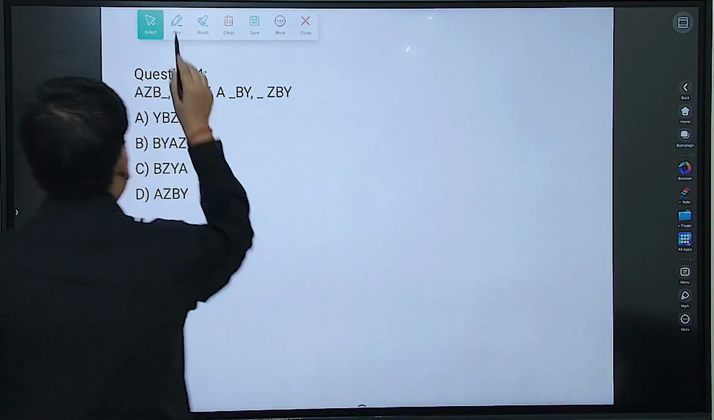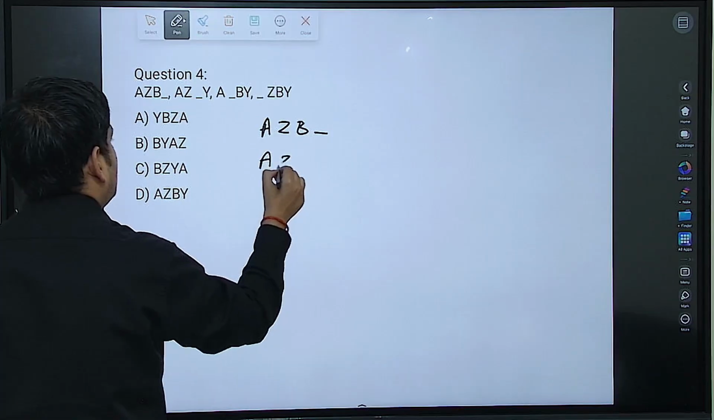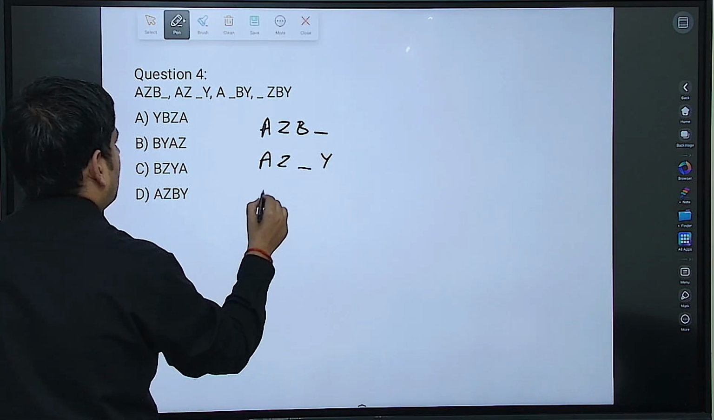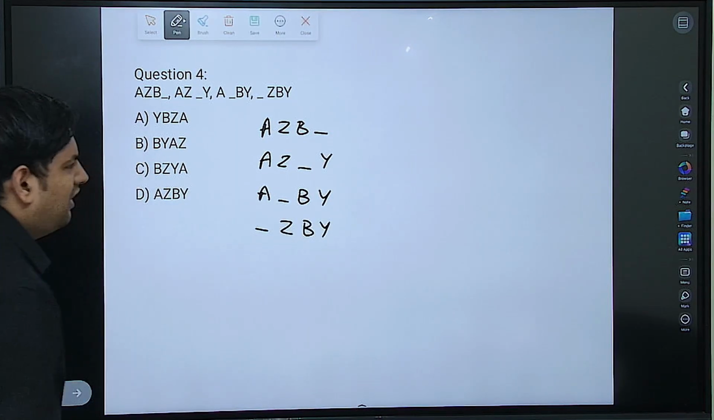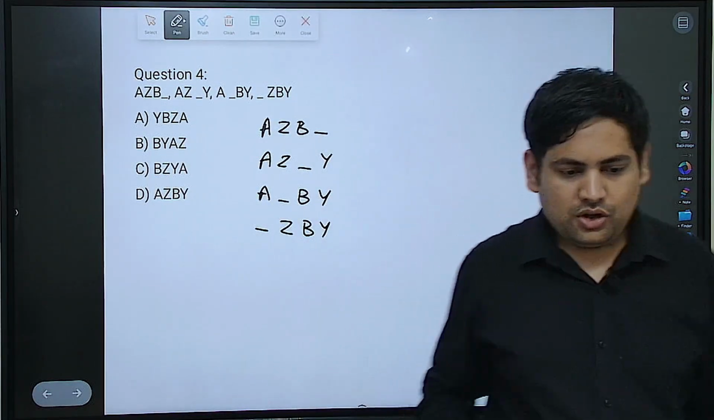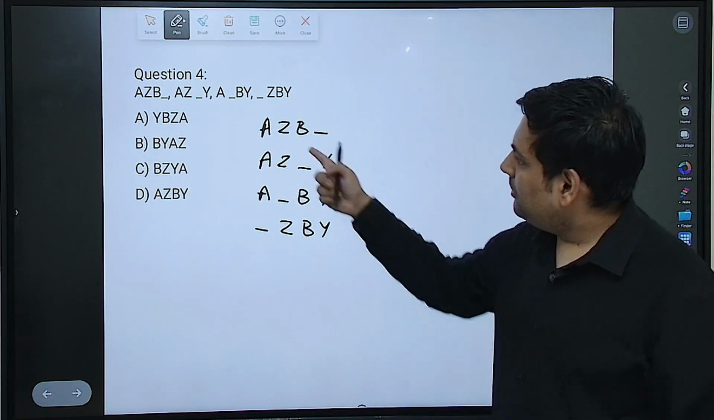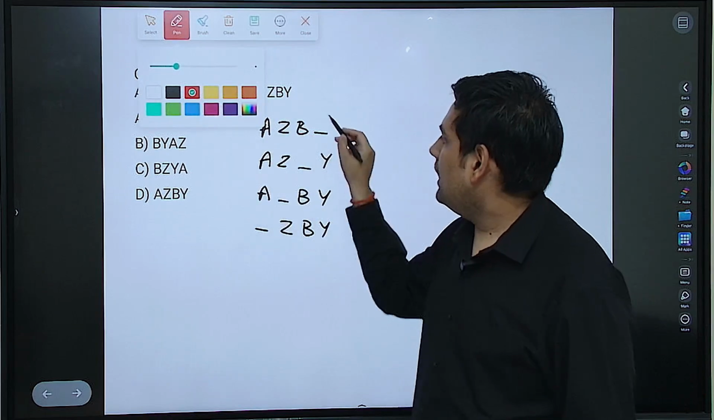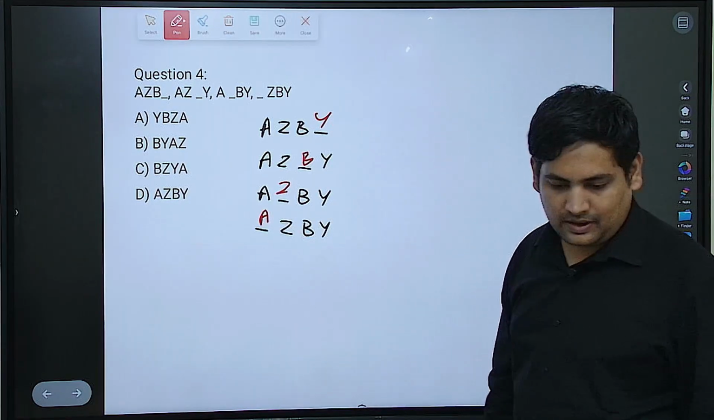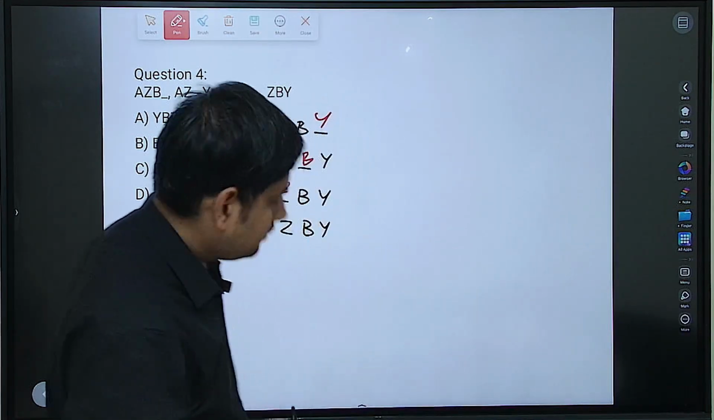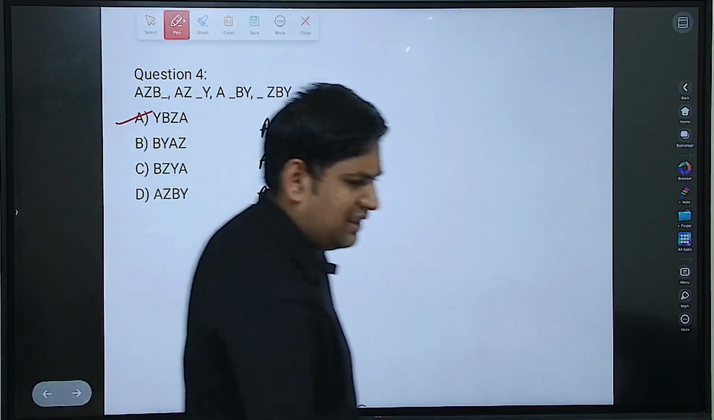Yeah, this is fairly easy. What it says, AZB dash, then AZ dash Y, then A dash BY and dash ZBY. Now, it is fairly easy. What you can do? You can make them exactly same. They are already given with commas. Okay. So, what it will be? AZB, AZBY, AZBY, AZBY and AZBY. So, eventually what you will get? You will get YBZA, YBZA. That's it. This is easy.